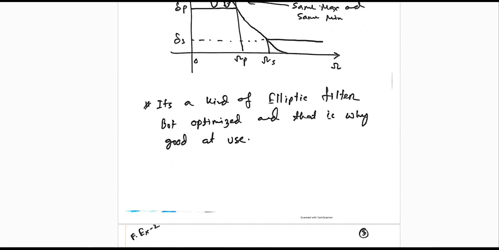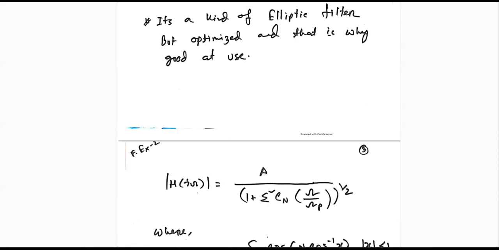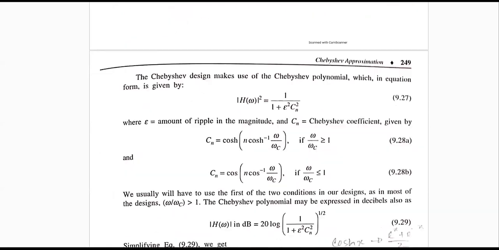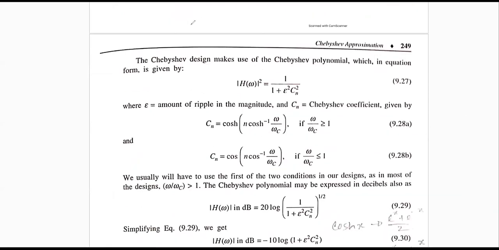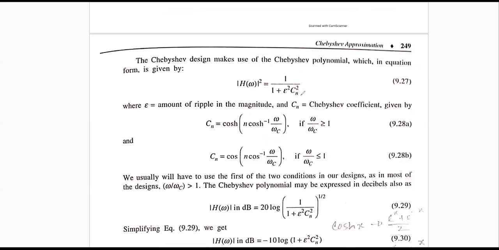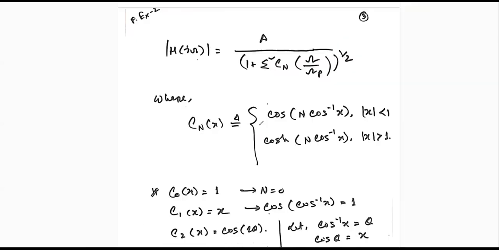So when we talk about the elliptical filter, this is also one kind of elliptical filter, but this is an optimal elliptical filter. This equation is the transfer function of the Chebyshev filter. This is exactly the same equation that I showed here, exactly the same. Here Cn is put in this way. Both are the same. We are putting capital N, and in the book they are putting a small n, but both are the same.